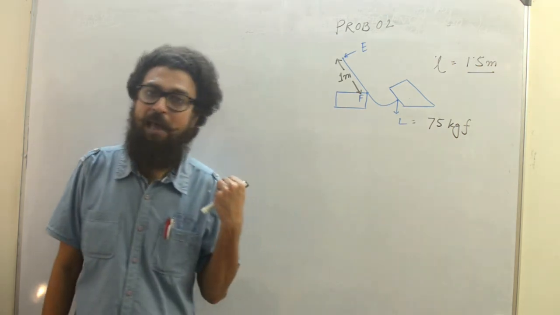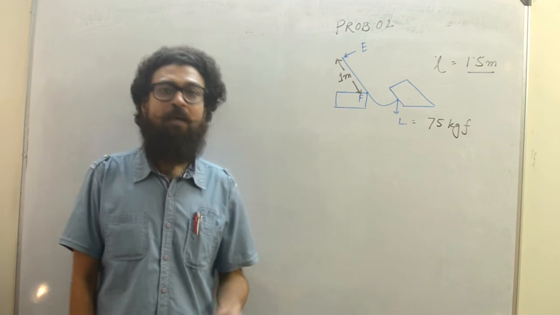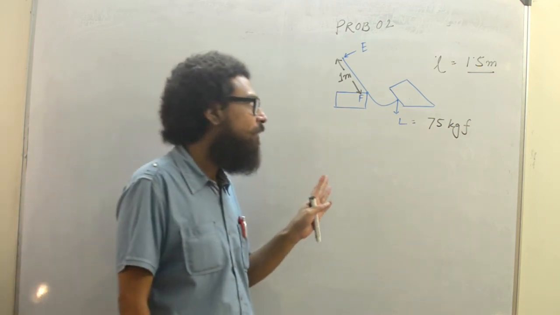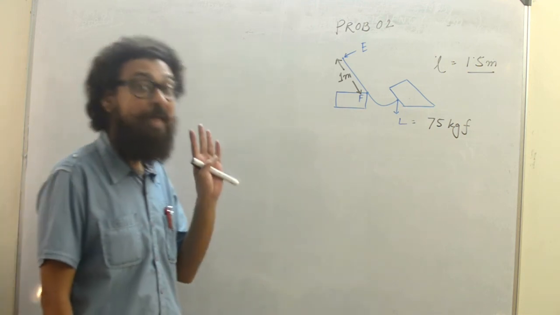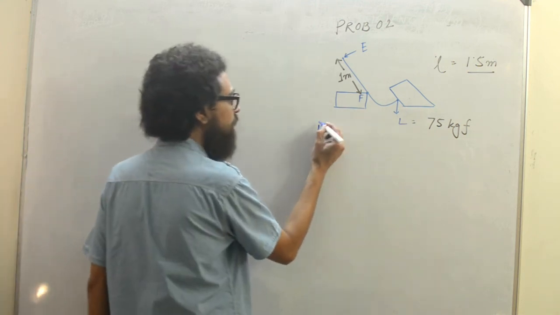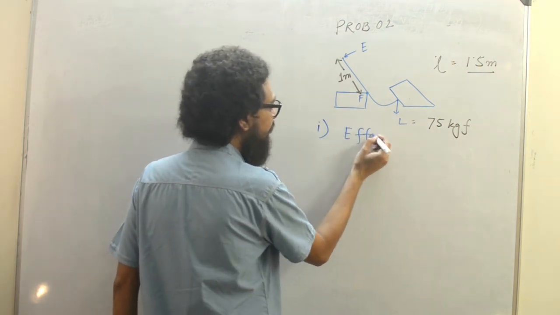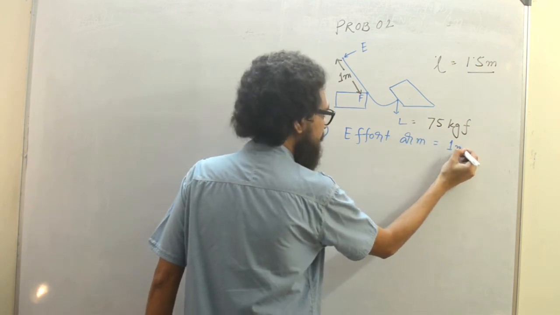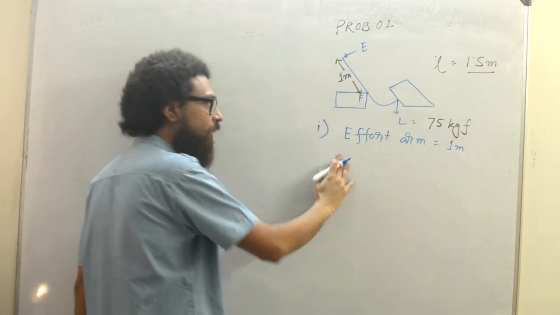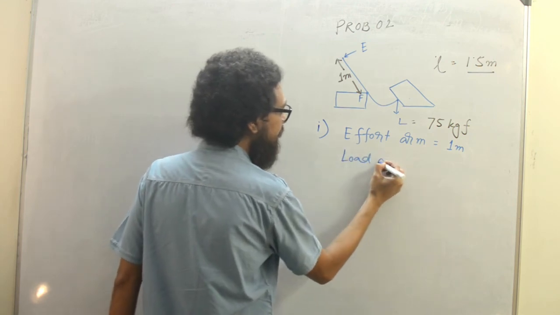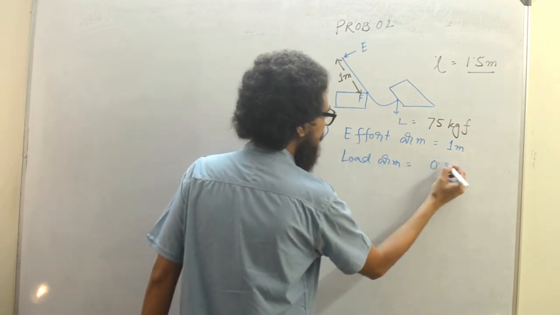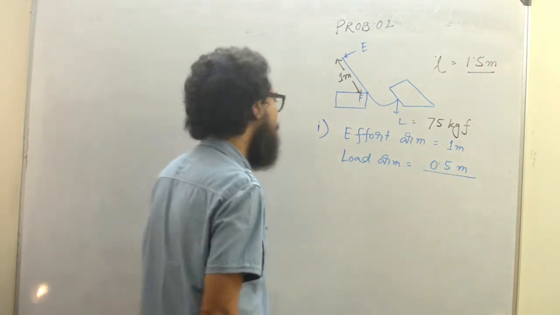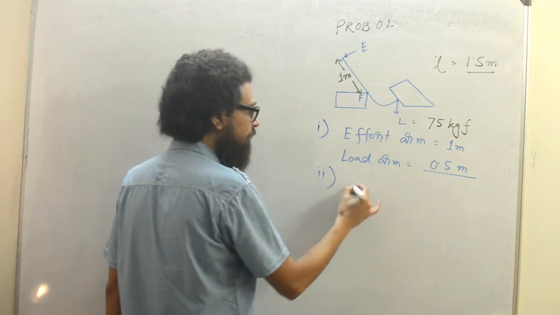They have asked mainly, you can understand, 3 things. First, what is the effort arm, what is the load arm, what is the effort, and what is the MA. Okay, so these few things we have to calculate. So first, let us do effort arm. Effort arm is already given in the sum, that is 1 meter. They didn't ask effort arm, they asked for the load arm. So obviously the total length is 1.5 meter, so you can understand that load arm is 0.5 meter, just 1.5 minus 1.